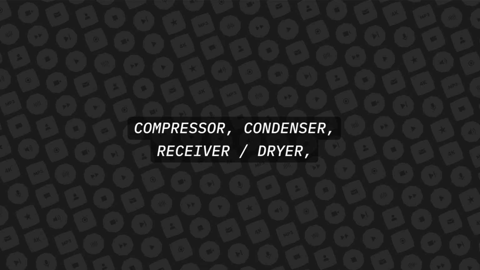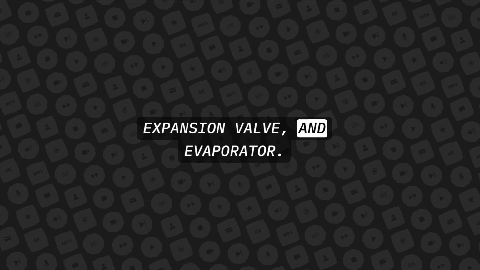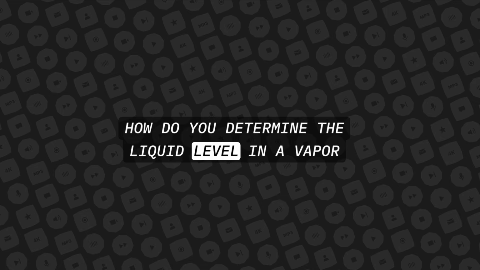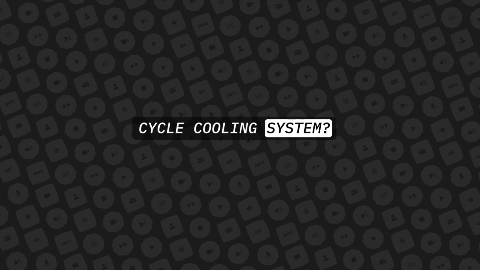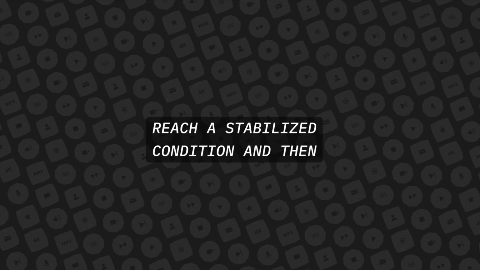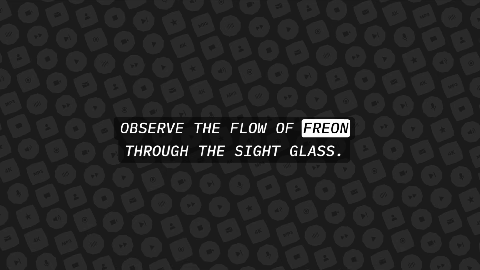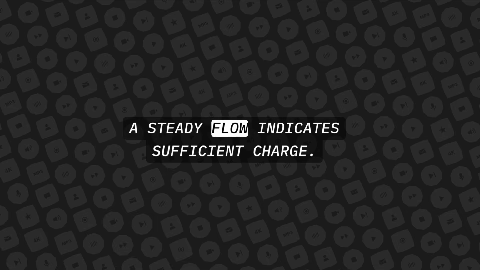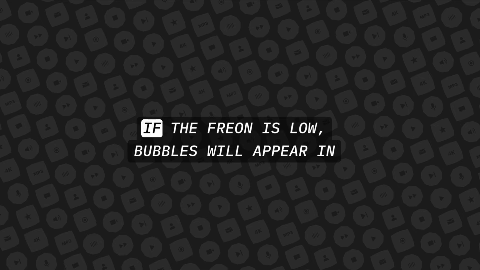What are the components in a vapor cycle cooling system? The compressor, condenser, receiver/dryer, expansion valve, and evaporator. How do you determine the liquid level in a vapor cycle cooling system? Operate the system for about 5 minutes to reach a stabilized condition, and then observe the flow of freon through the sight glass. A steady flow indicates sufficient charge. If the freon is low, bubbles will appear in the sight glass.